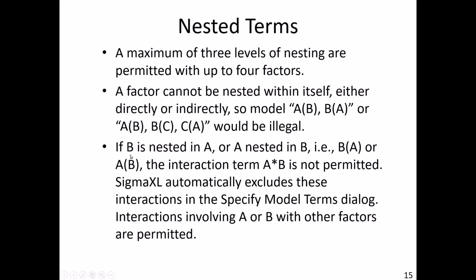All right. Now, if B is nested in A, or A is nested in B, the interaction term of A times B is not permitted. All right, because once it's nested, you can't compute an interaction term. Now, when you select interactions, SigmaXL will automatically exclude these in the dialog. So you don't need to worry about that because they just won't be available as an option. However, interactions involving A or B with other factors are permitted. And in fact, we will do that in the third example.